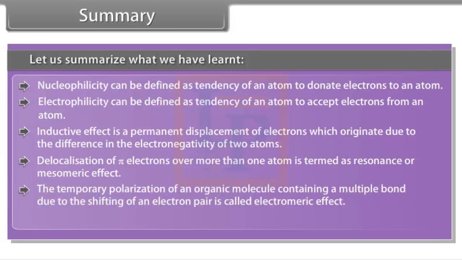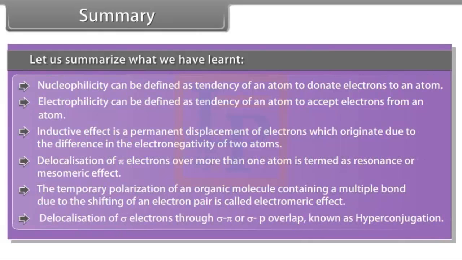The temporary polarization of an organic molecule containing a multiple bond due to the shifting of an electron pair is called electromeric effect. Delocalization of sigma electrons through sigma-pi or sigma-p overlap is known as hyperconjugation.